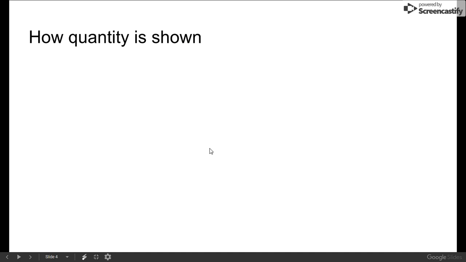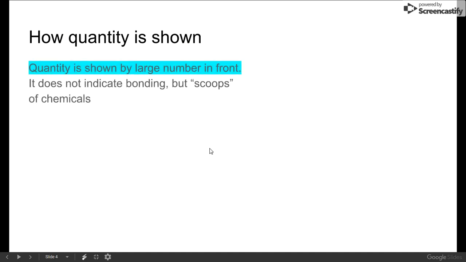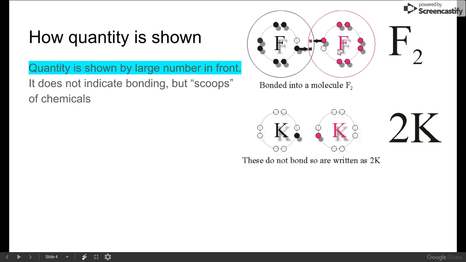How is quantity shown? Quantity is shown by large numbers in front. It does not indicate any bonding, but scoops of chemicals. Fluorine, this is a covalent bond. You write it as F2. But two potassiums would not bond. Neither one wants the electron. It becomes a you take it, no you take it. There's no bonding here, so we would write it as 2K. They're not stuck together. These two are stuck together. You cannot remove one without the other one following it.